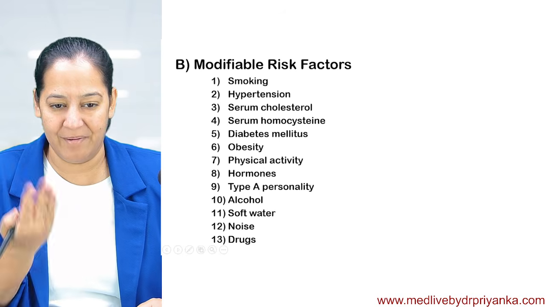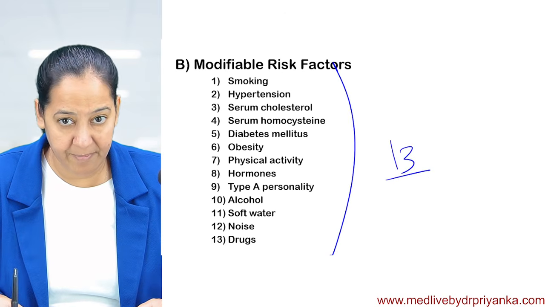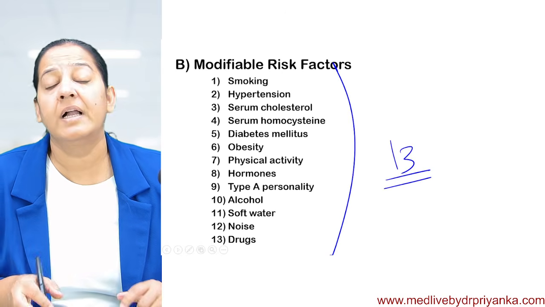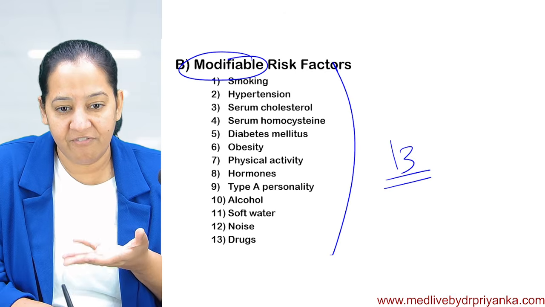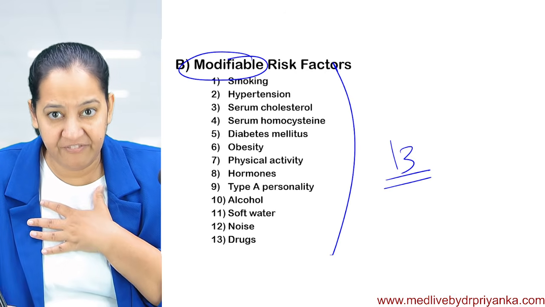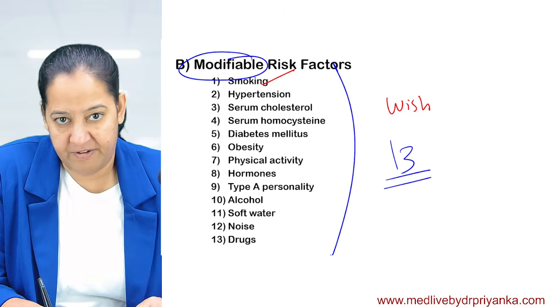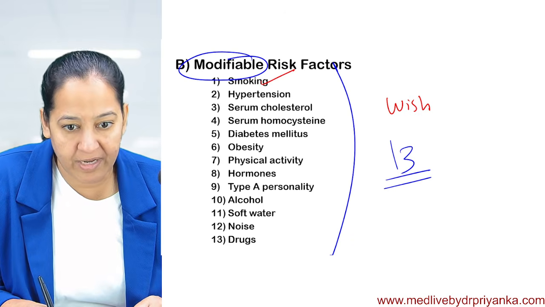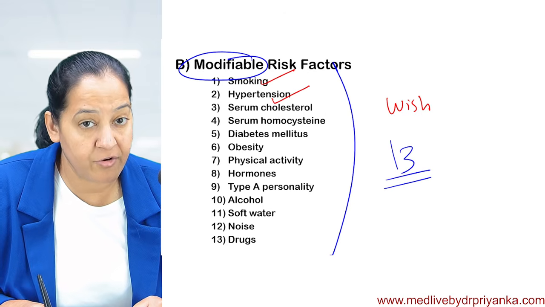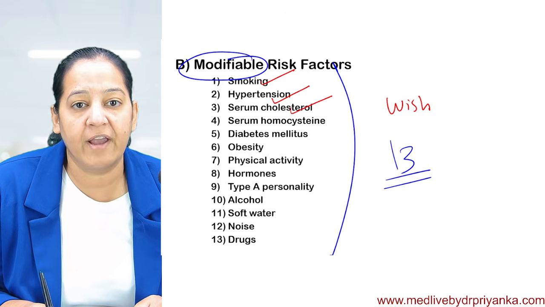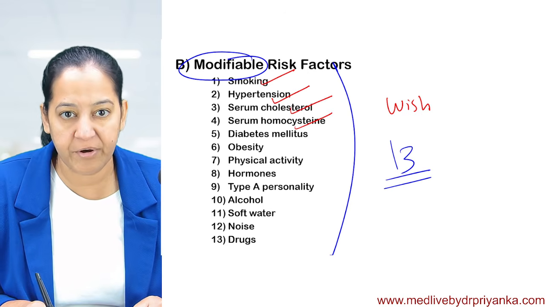Let's start the modifiable risk factors. There are 13 modifiable risk factors. One by one we will see. Now, what do you mean by modifiable? Why are they known as modifiable? Because if we wish, we can modify them. For example, someone smokes, but if the person wishes, the person can quit smoking. Someone has high BP, but it can be controlled and treated. Someone has high cholesterol or high homocysteine, it can be controlled and treated.